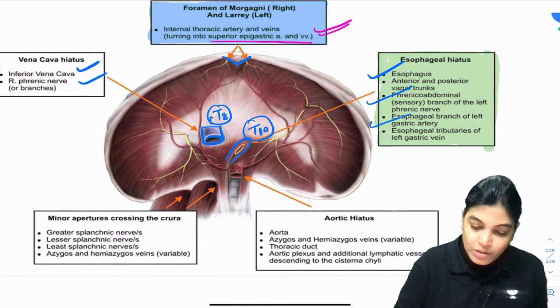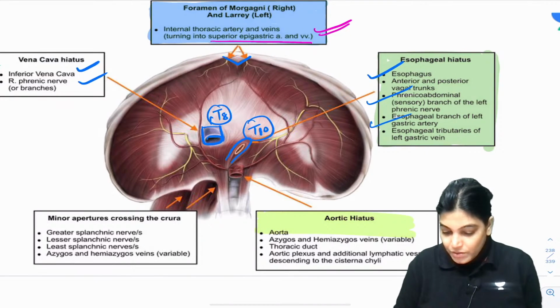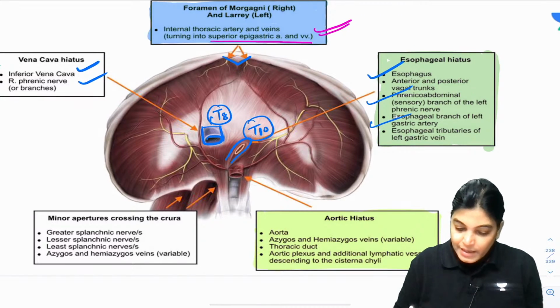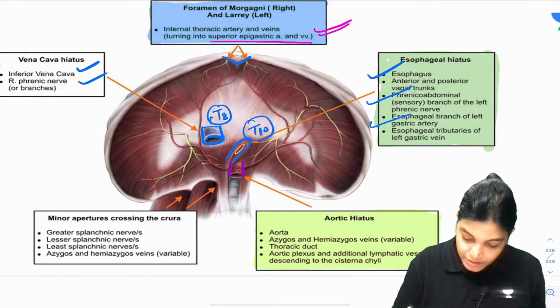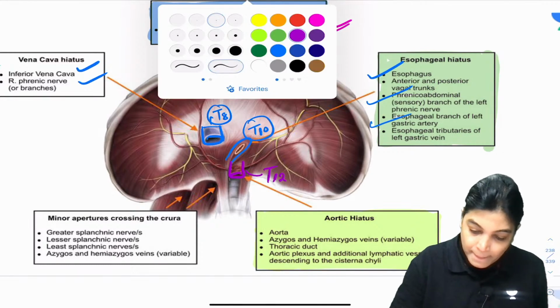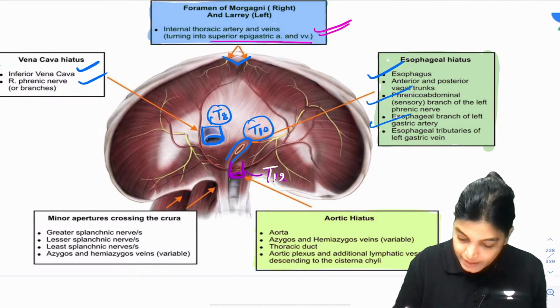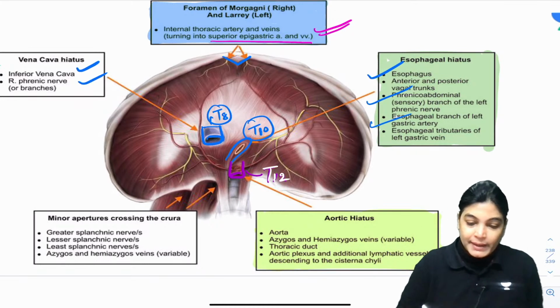Now if I talk about the aortic hiatus, that is at the level of T12. The aorta, thoracic duct, azygous and hemiazygous veins, all these structures traverse through it, and it is lying at the level of T12. Got it? And what about the minor opening?